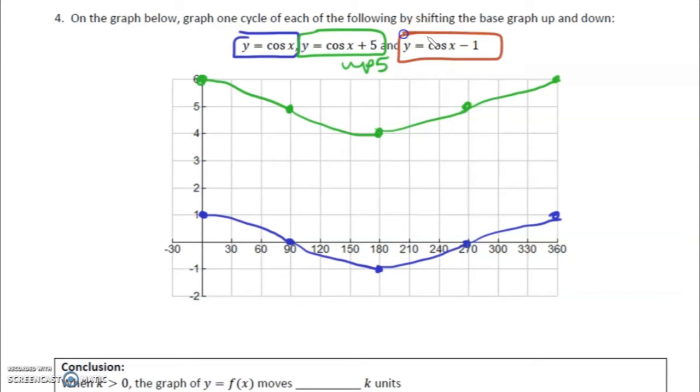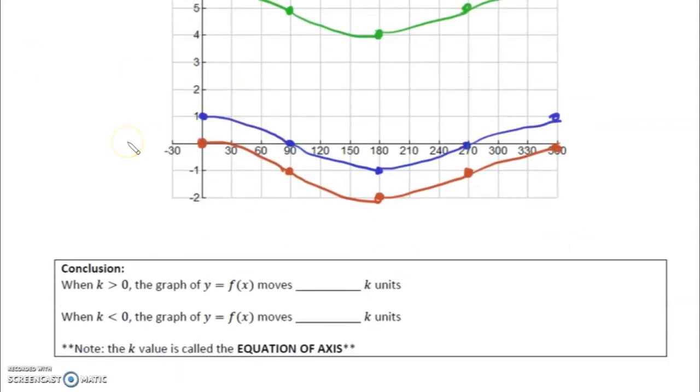Okay, and y equals cos minus 1. So this time we're starting with the base graph and we're going down 1. Okay, and we can just count boxes for this one because the scale is 1. Okay, so here's our conclusion.